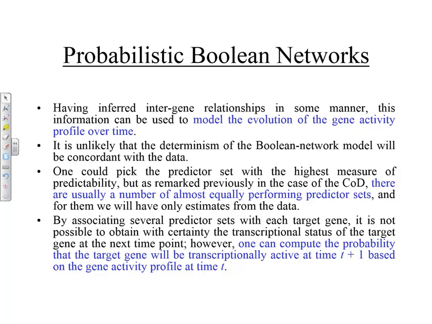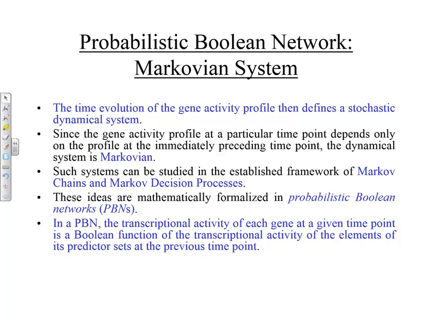So you can compute the probability that the target gene will be transcriptionally active at time t plus 1 based on the gene activity profile at time t. The entire profile may not determine the level at time t plus 1. It might be just 2 or 3 predictors that will determine it. So the time evolution of the gene activity profile will then define a stochastic dynamical system. Now again, you're making the assumption that the gene activity profile at a particular time point depends only on the profile at the immediately preceding time point. So then this dynamical system is going to become Markovian.